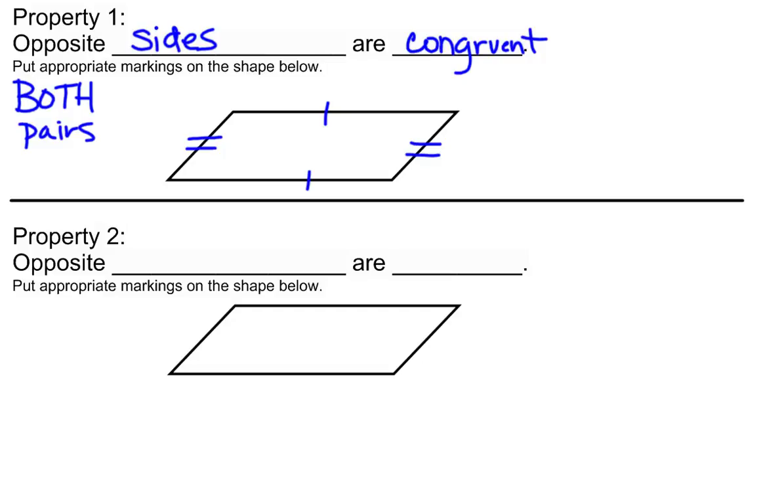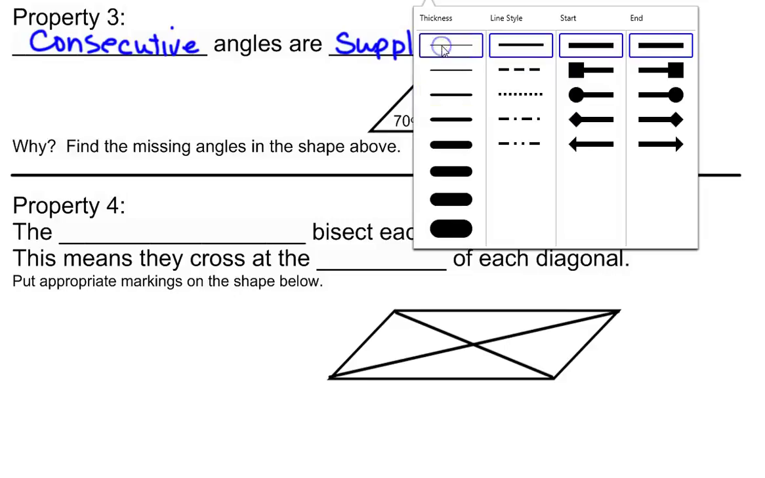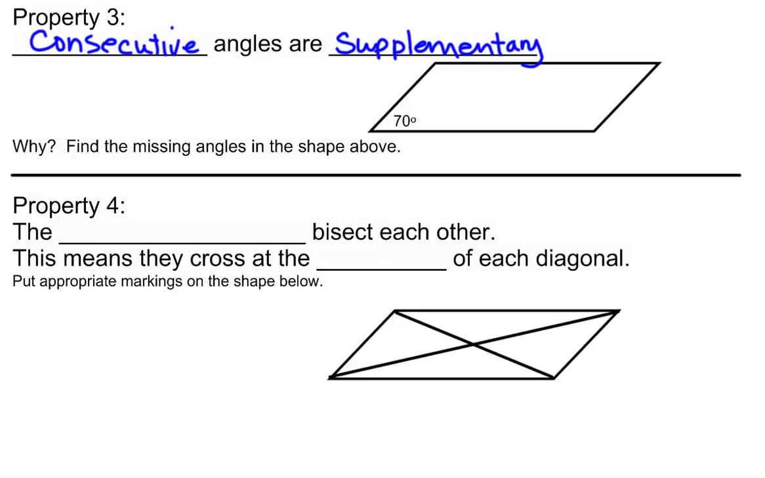The second special property is that opposite angles are congruent. So the angles that are directly across from each other are going to be congruent to each other. And when we look at the next property, we're going to examine why that is. So let's move on to property 3, which says that consecutive angles are supplementary. Which means, if you remember, that they add to 180.